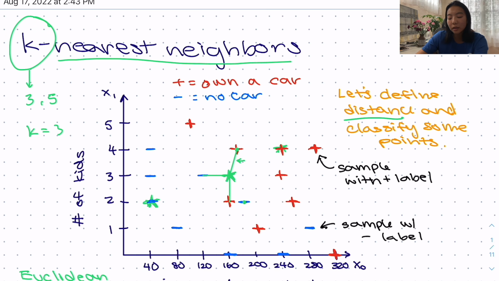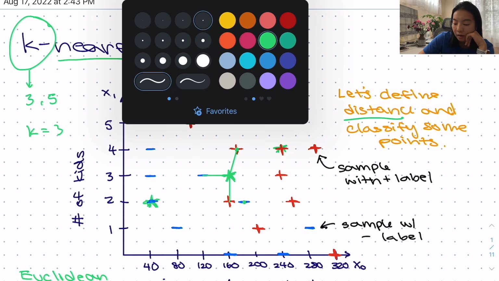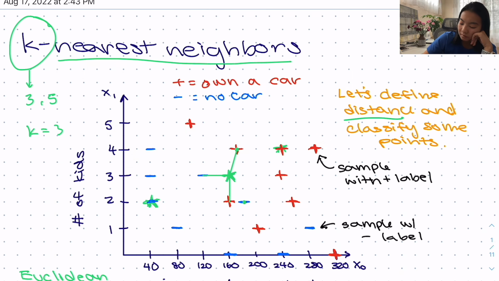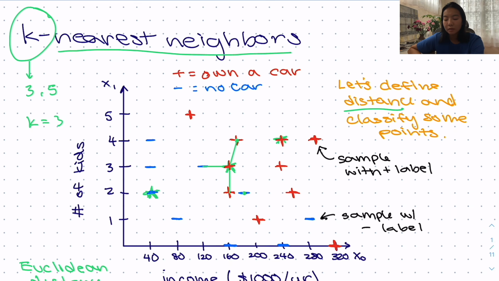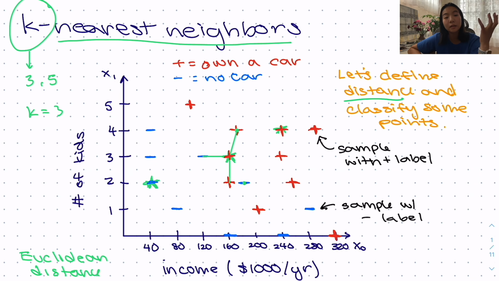Now, what is the majority of the points that are close by? Well, we have 1 plus here, we have 1 plus here, and we have 1 minus here, which means that the pluses are the majority. And that means that this label is probably somebody with a car. Okay? So this is how k nearest neighbors would work.